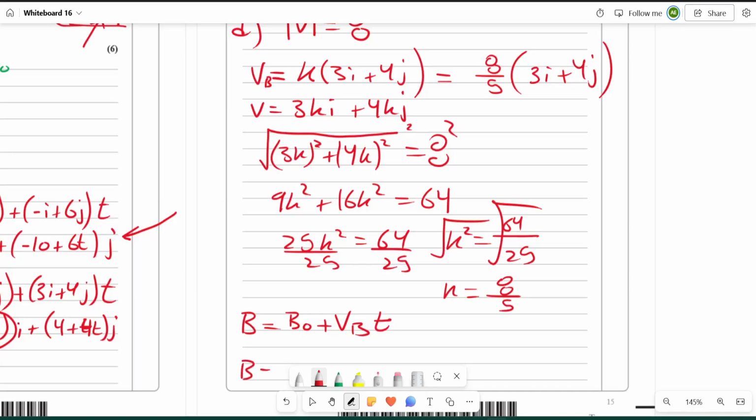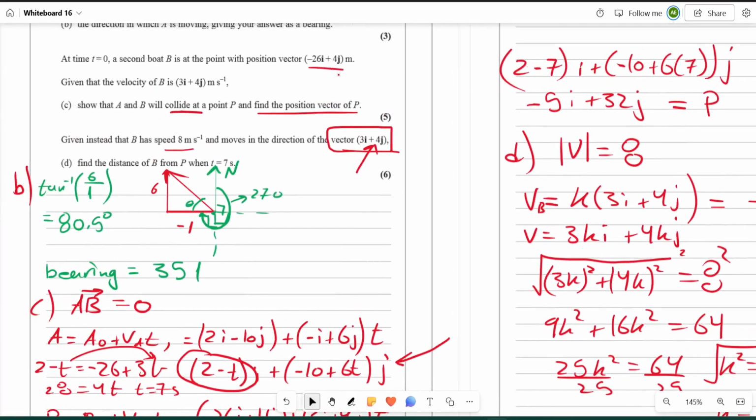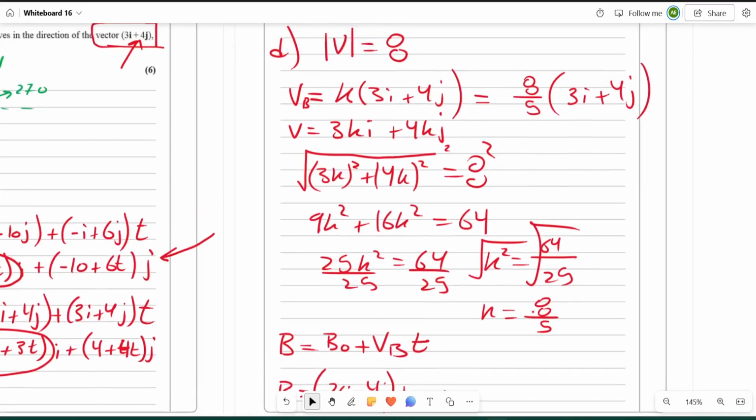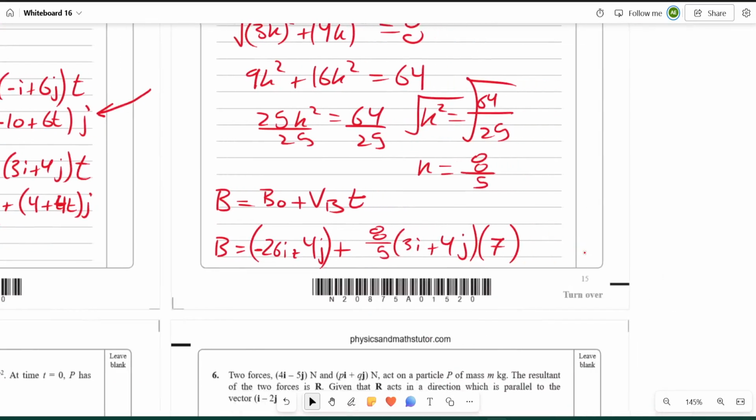So B is going to be at the position of B0, which is the same. So it started from this position vector. It didn't say anything in the question. So it's going to be negative 26I plus 4J. Then we add to that the velocity vector that we found, which is 8 over 5 times 3I plus 4J, and we multiply that by the time we are interested in, which is 7 seconds, and that is going to give us the position of B.